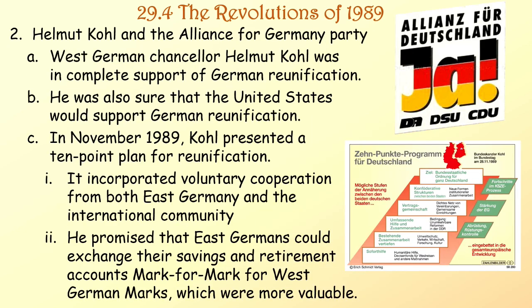Number two, Helmut Kohl and the Alliance for Germany party. West German Chancellor Helmut Kohl was in complete support of German reunification. He was also sure that the United States would support German reunification. In November 1989, Kohl presented a 10-point plan for reunification. It incorporated voluntary cooperation from both East Germany and the international community. He promised that East Germans could exchange their savings and retirement accounts mark for West German marks, which were more valuable.